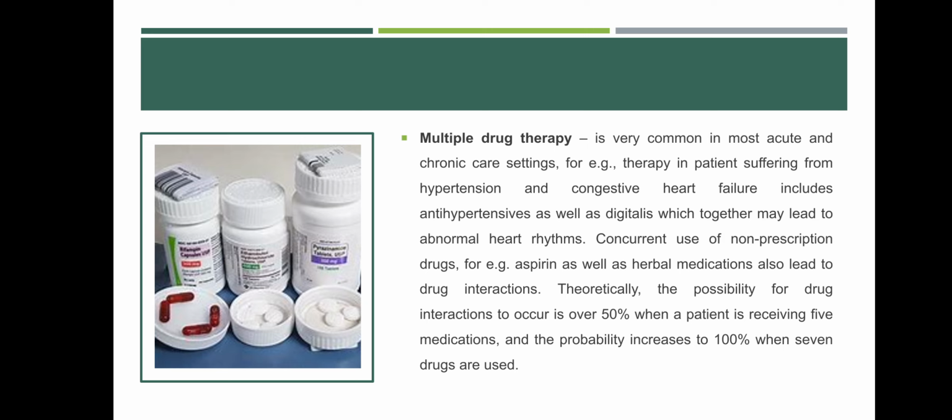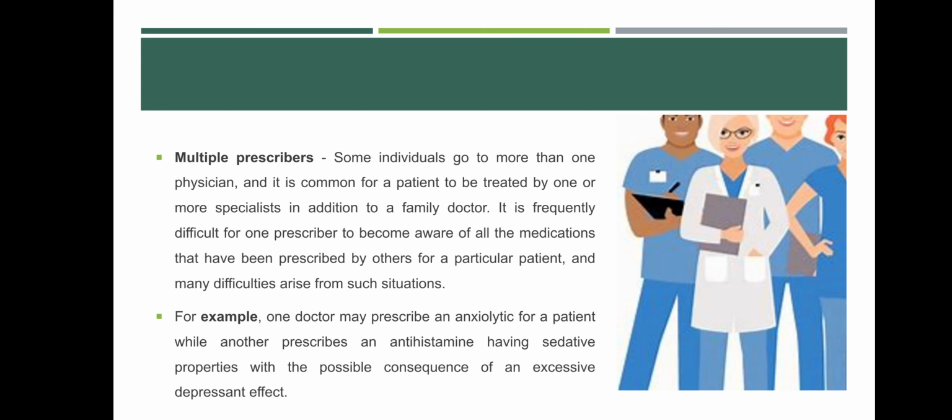Another is the use of non-prescription drugs like aspirin with herbal medications, which will lead to drug interactions. The possibility of drug interaction in this case will be 50% for patients receiving five medications, and 100% for patients receiving seven medications. So if a person is taking 5 medications, the possibility of drug interactions will be 50%, and if he is taking 7 medications, the possibility of drug interactions will be 100%.